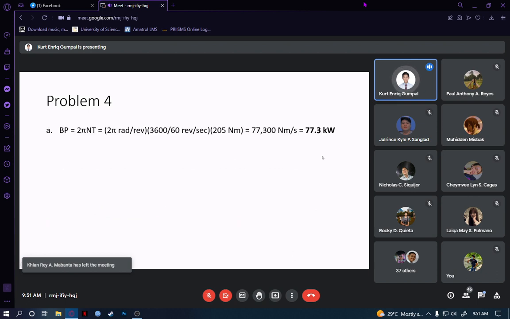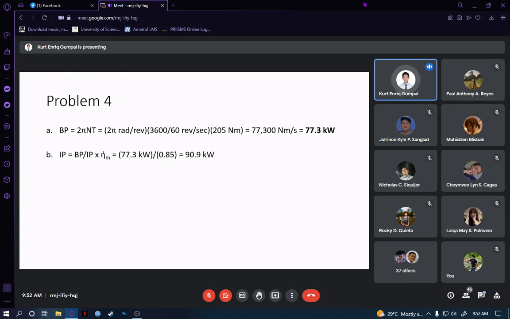Okay? So, first and foremost, you have your brake power. Okay? For you to get your brake power, di ba, it's 2 pi nT. So, that is 2 pi radians per revolution times your speed, which is 3,600 or 60 revolutions per second, times your torque, which is 205 Newton meters. So from that, makuha nimo imong BP, which is 77.3 kilowatts. That is your braking power.